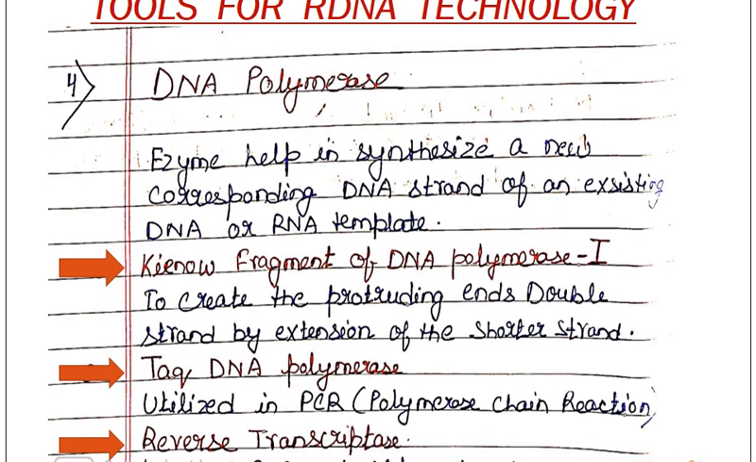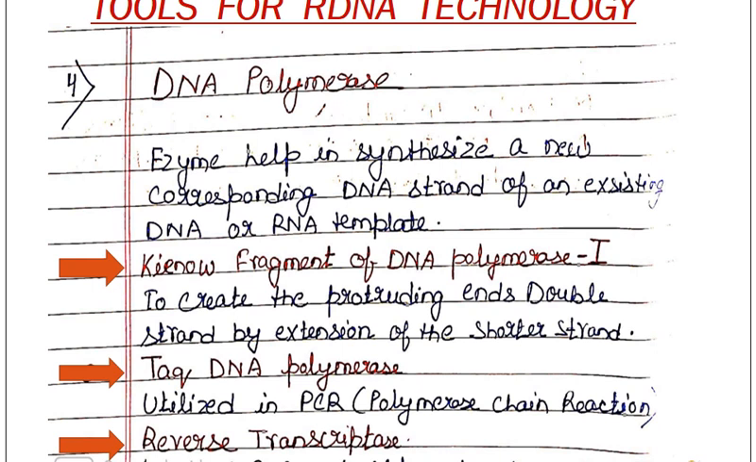The last tool for DNA technology is DNA polymerase. It has immense importance in the whole rDNA technology. Now, how is it used? It is an enzyme that helps in the synthesis of a DNA strand from an existing DNA or RNA template.